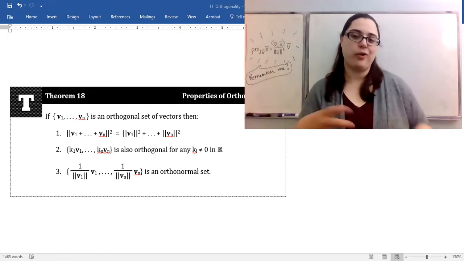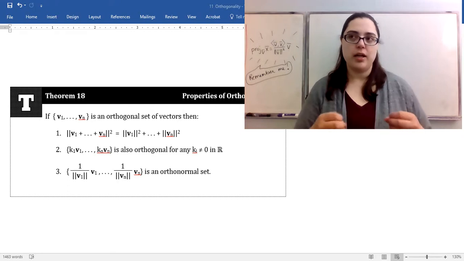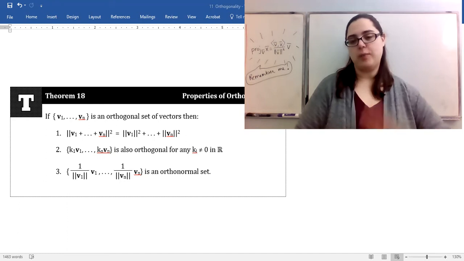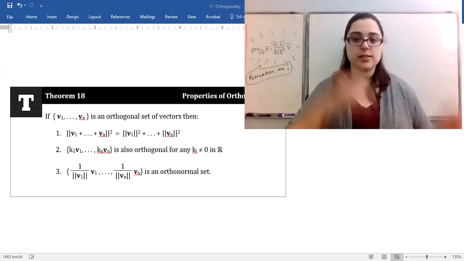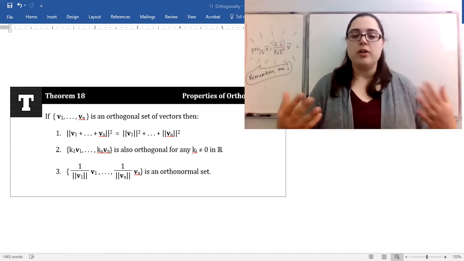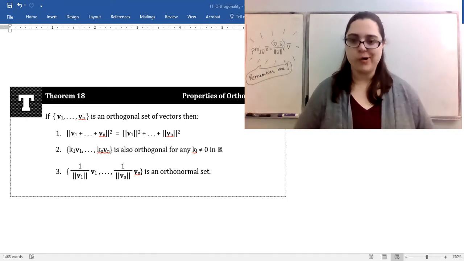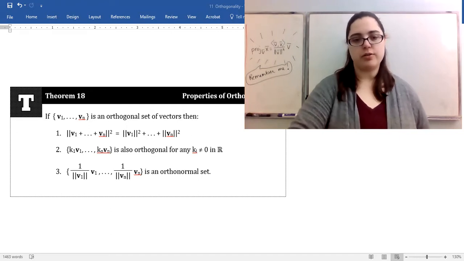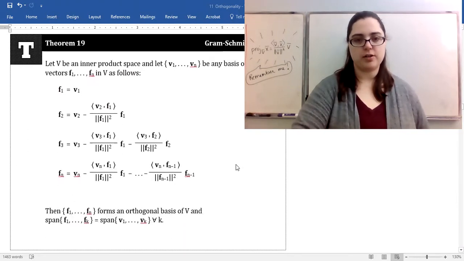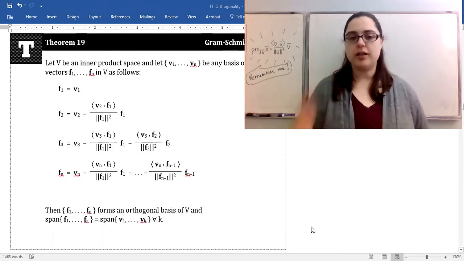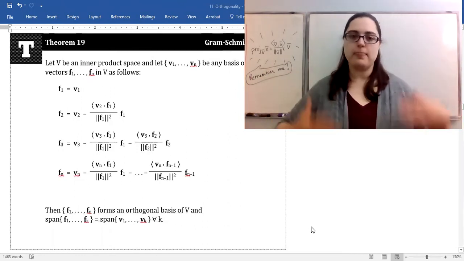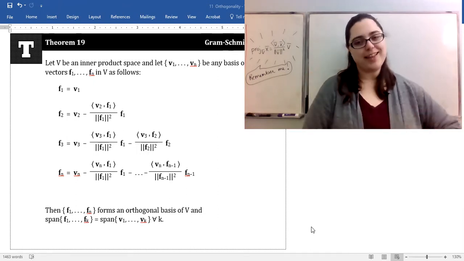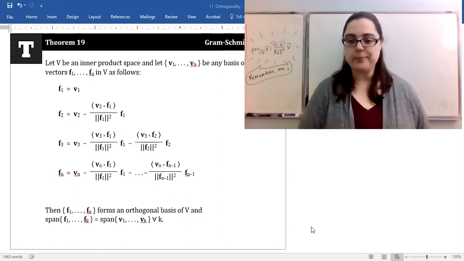And remember, we needed orthonormal columns in an orthogonal matrix. So orthonormal is going to help us when we talk about orthogonal matrices again in the future. So these are some nice properties. Okay, what's a good method to find such a set? This is what we've called our theorem 19, and this is called the Gram-Schmidt process. It gives us an algorithmic way of finding an orthogonal basis, which we can then turn into orthonormal if we so desire.